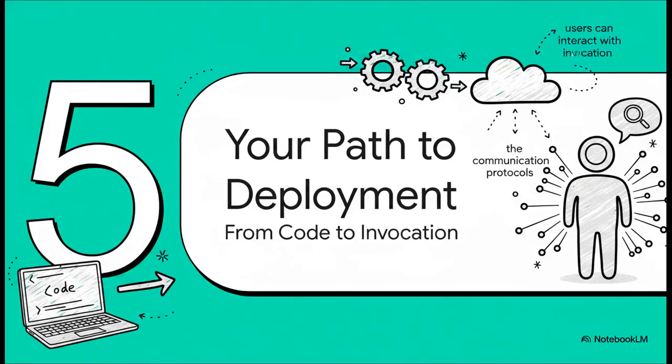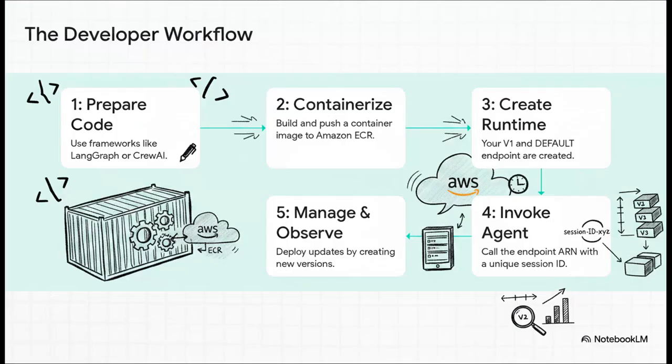So, we've covered the architecture, the security, the protocols. Let's bring it all home and walk through the final step, the path to deployment. How do you actually get from a file on your laptop to a real, live agent that people can start talking to? It really boils down to this 5-step workflow. First, you prepare your agent's code. Then, you package that code into a container and push it up to Amazon's container registry. Step 3, you create your AgentCore runtime, which we now know automatically gives you your first version and endpoint.